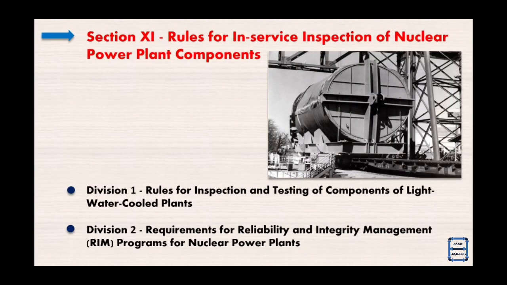Next is Section 11, which provides rules for in-service inspection of nuclear plant components. This is an important section for inspection of nuclear power plant components. It is categorized into two divisions. Division 1 is rules for inspection and testing of components of light water cooled plants. Next is Division 2. Division 2 is RIM programs for nuclear power plants.